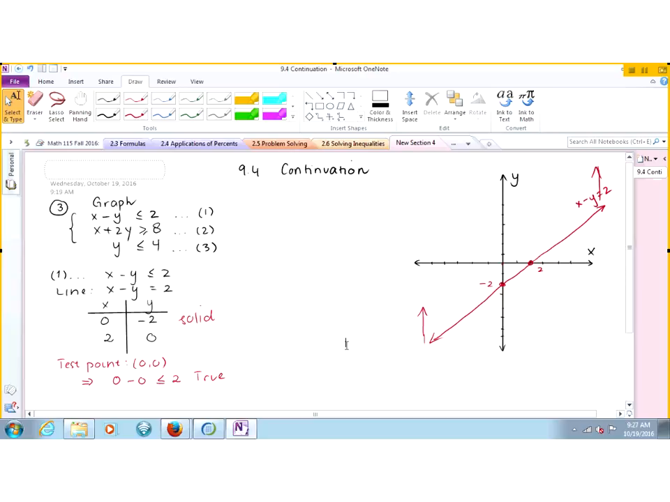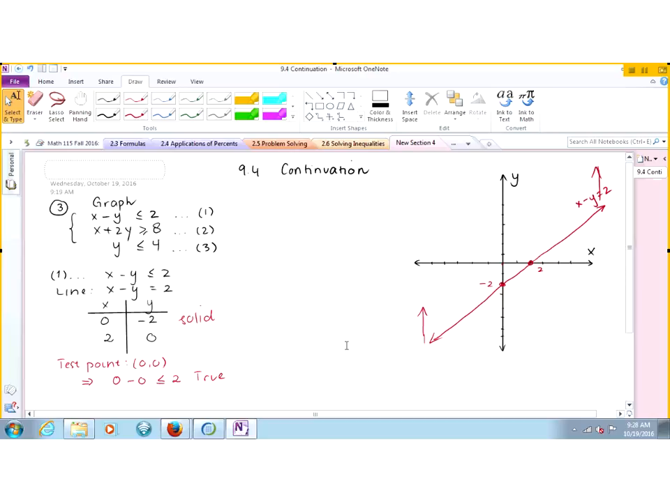So basically, you know how to read the lines, right? And then you need to shade the area. Okay, so this line there, you can choose any point. It doesn't matter which, but the easiest one is (0, 0). After you pick (0, 0), you are going to substitute it into the inequality.